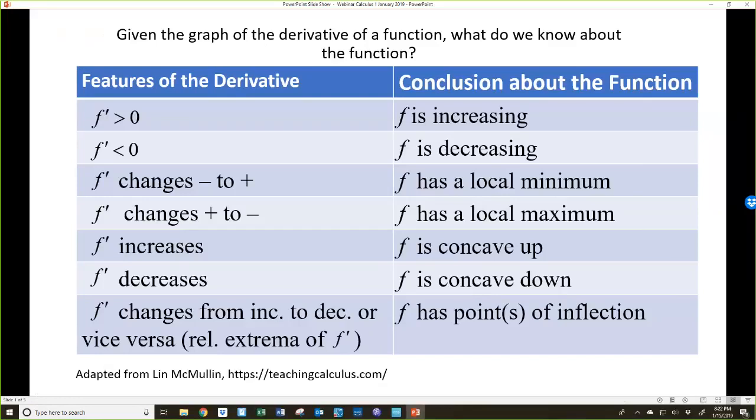So I basically like to think about graphical analysis. A lot of the questions deal with this: you have some information about the derivative. You might have the graph of the derivative, or you might have the derivative function and a calculator available, and you want to graph the derivative. But it's the features of the derivative that tell us what we would know about the function.